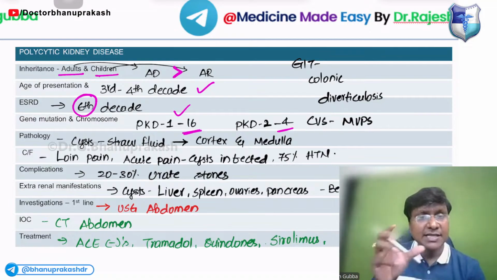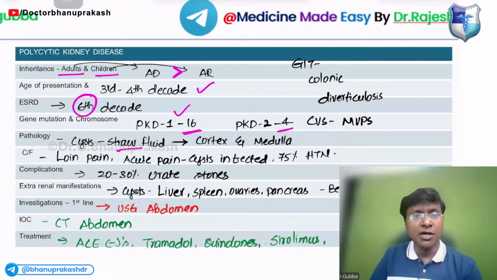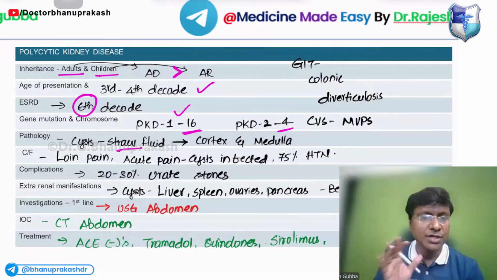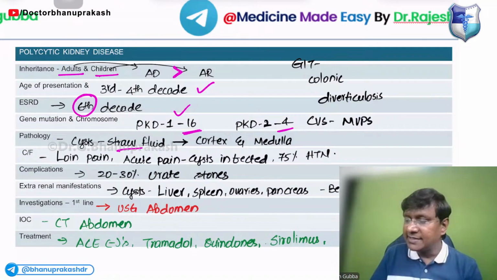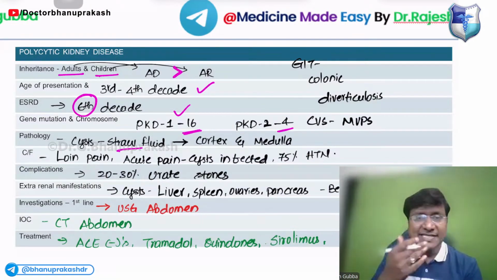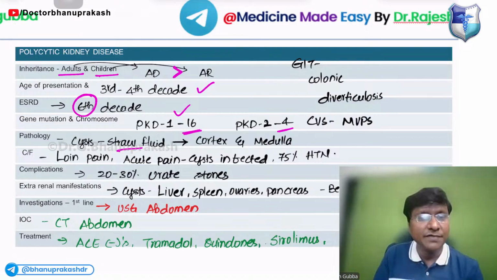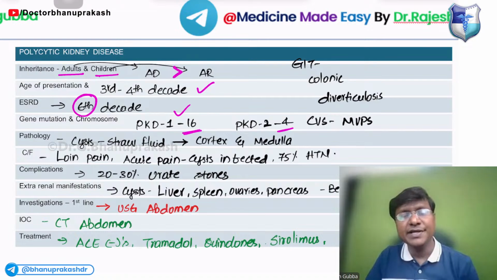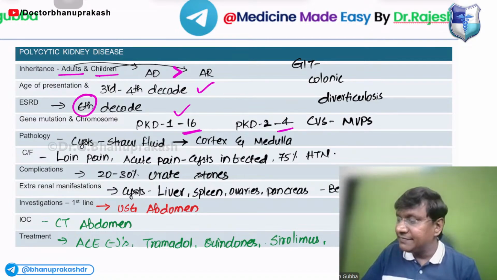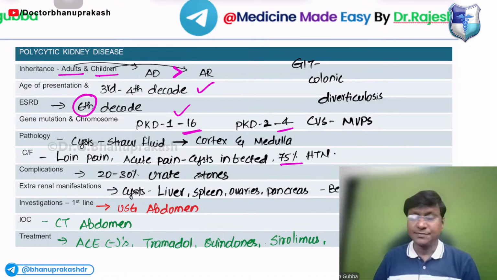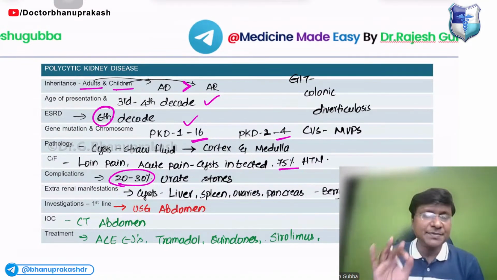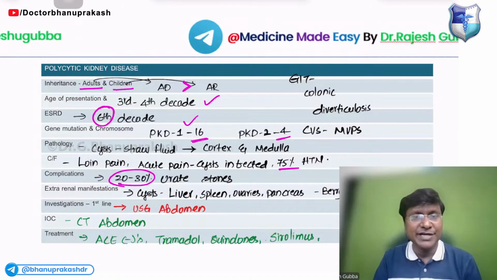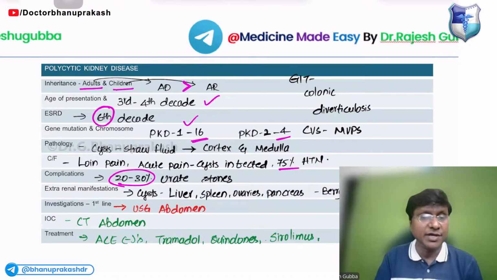The cysts in polycystic kidney disease are filled with a straw colored fluid, and they are distributed throughout the cortex as well as the medulla. Because of the presence of the cysts, there is enlargement of the kidney, and that can result in loin pain. But there is also an increased chance of infection in these cysts, which results in acute pain because of the increased risk of urinary tract infection. 75% of individuals will develop hypertension. As a complication, in 20 to 30% of individuals there will be development of urate stones, because the uric acid is not excreted out.